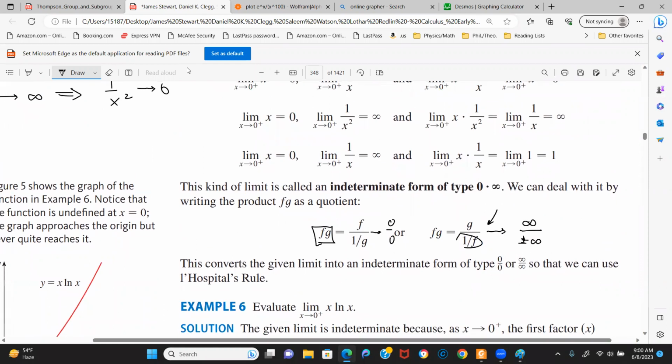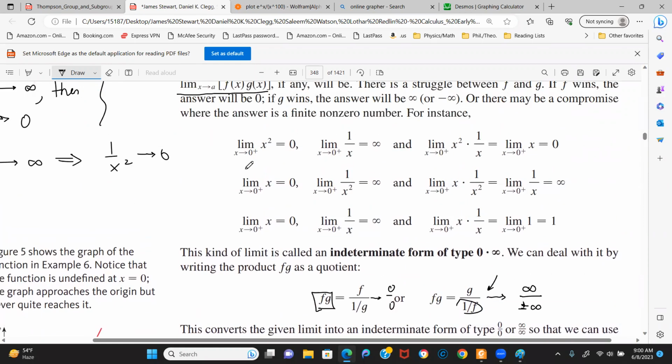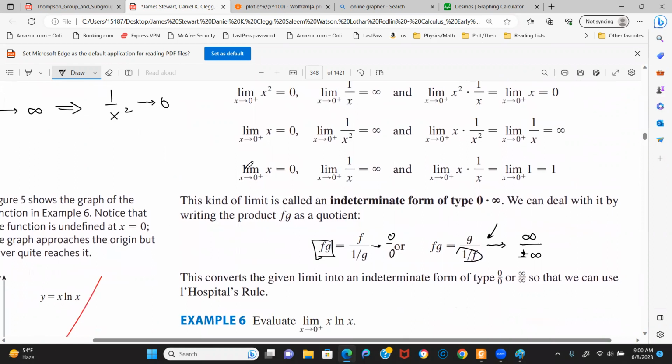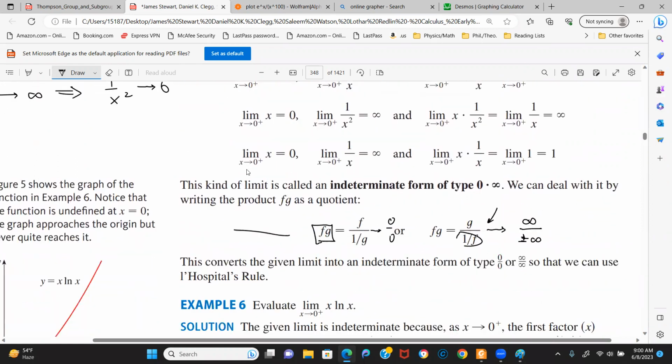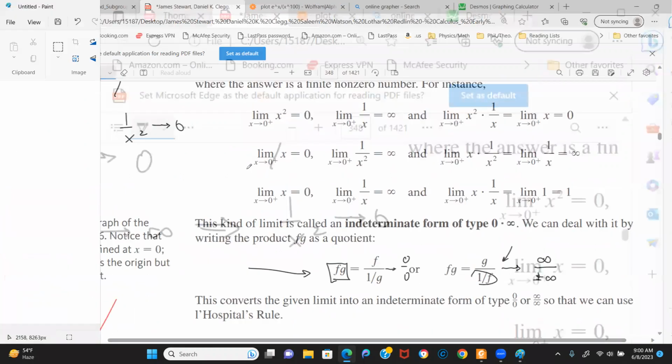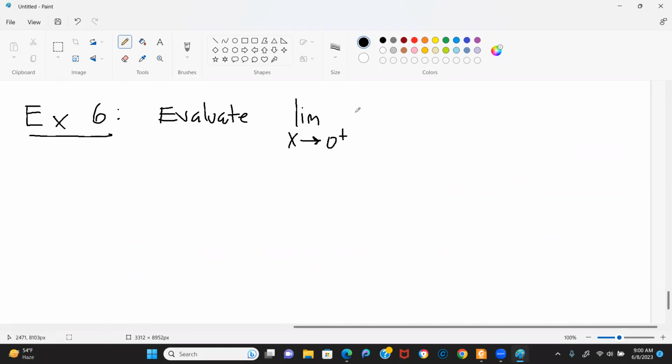So let's look at this example, because this is all kind of abstract, but let's look at how this type of manipulation works in practice. All right, so we're going to evaluate, actually, let me write the example. This is example 6, and we want to evaluate the following limit: the limit as x goes to 0 from the right of x ln of x.